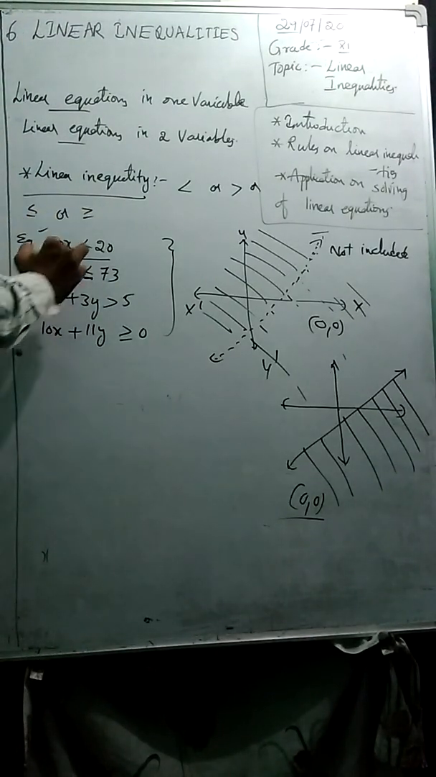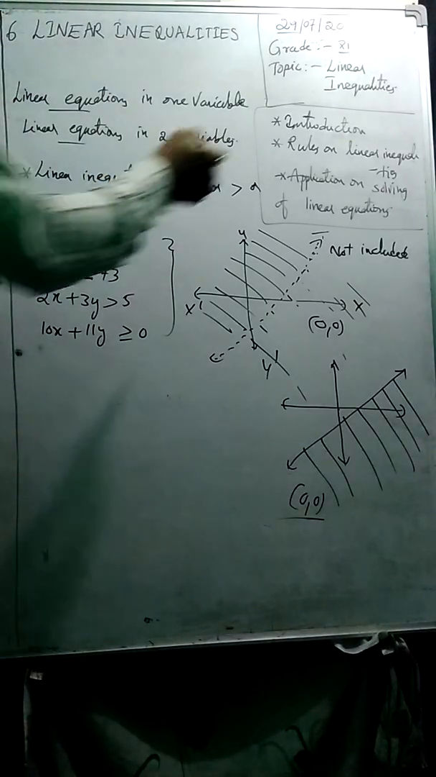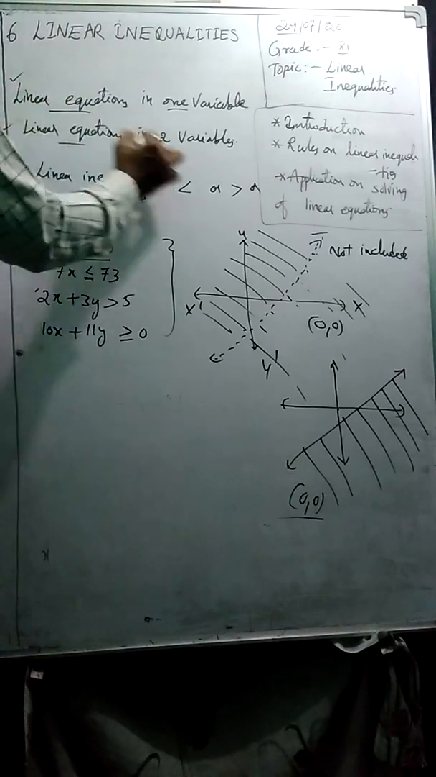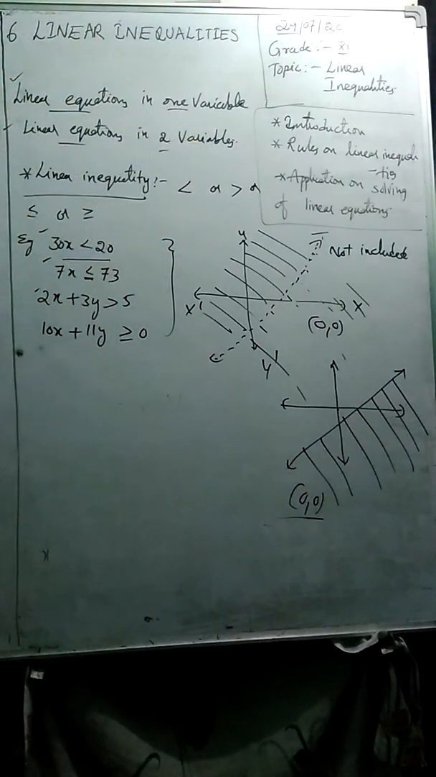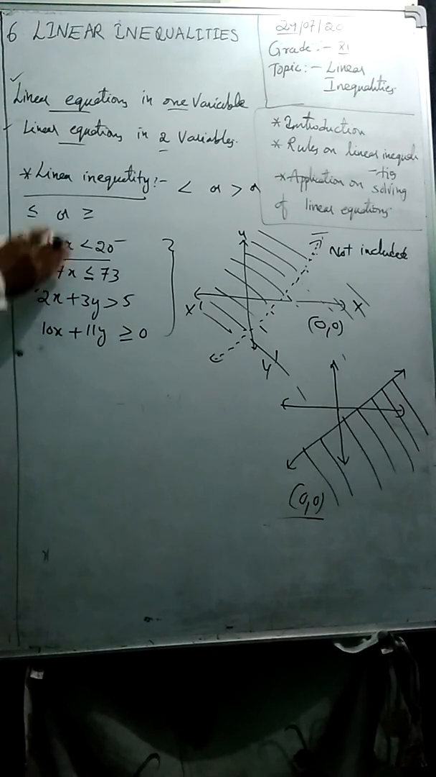This type of algebraic expression is called a linear inequality. We will discuss linear inequalities in this chapter along with some applications. This is the introduction. As you have linear equations in one variable and two variables, up to 10th standard you learned about two variables, but we can write 10 or 100 variables also. Similarly, in this class we will learn about linear inequalities in one variable and two variables.